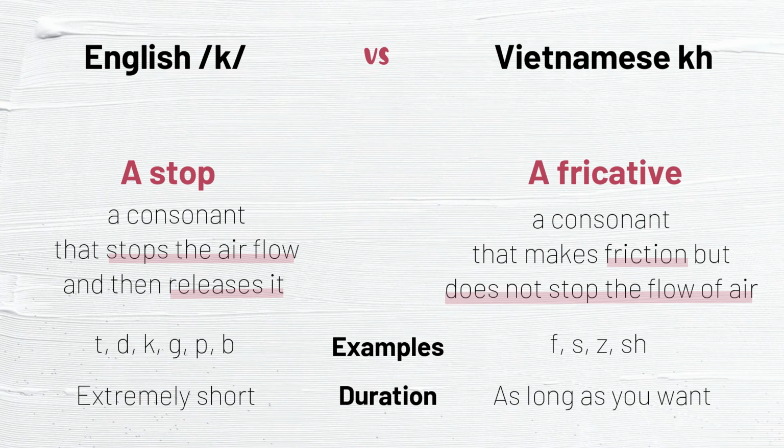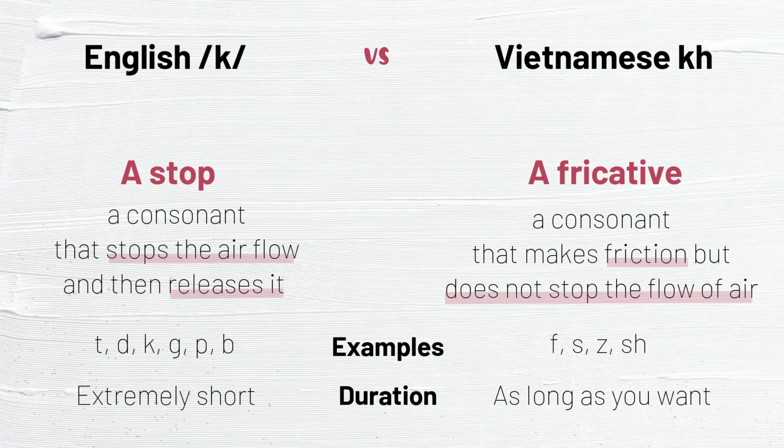The English K sound is a stop. It stops the airflow and then releases it, and obviously it's extremely short in terms of duration. The Vietnamese KH sound, on the other hand, is a fricative, and it does not stop the airflow. Therefore, it lasts longer. Now listen to how I say these two sounds, the English K first and the Vietnamese KH sound second. K, k, k.